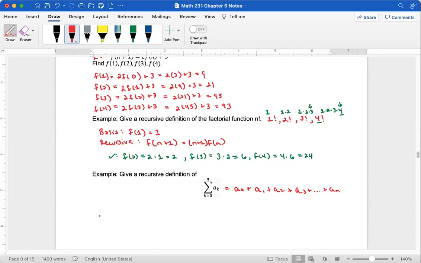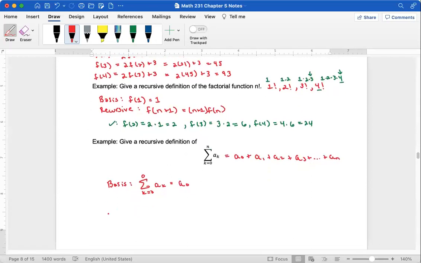All right. If I want to do a basis step, the basis step is going to be the very first term, which means I just want the a sub 0 term. So k is going to go from 0 to 0. That's how I get a single term to pop out. So a sub k equals a sub 0. And we're done. There's the first term, the basis step. Now the recursive step is a little funny here.